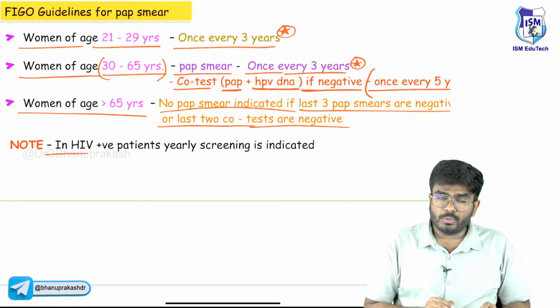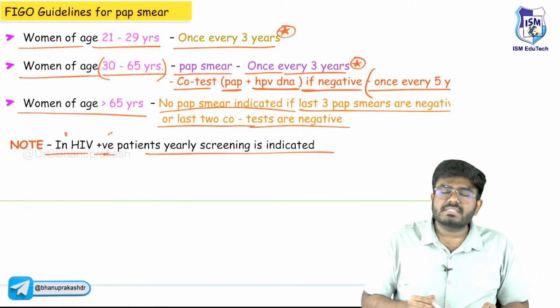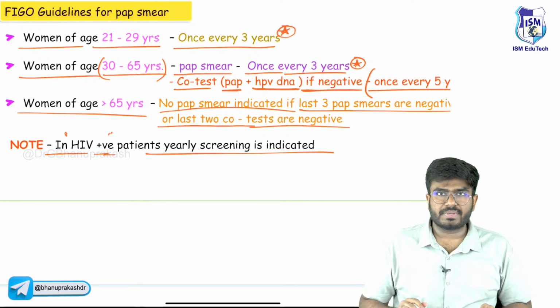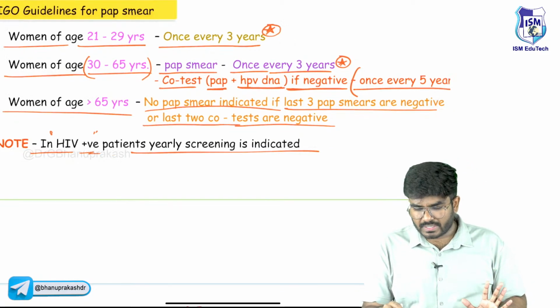In a patient who has HIV, if a female has HIV, then yearly screening is indicated. Every year she has to take the pap test, if she has HIV. So done. FIGO guidelines for the pap are completed.